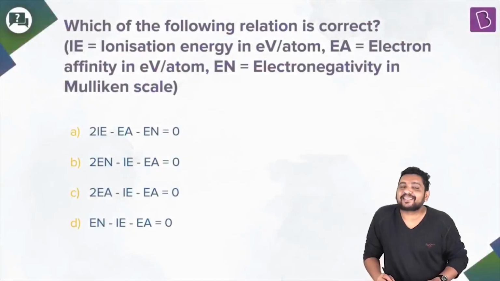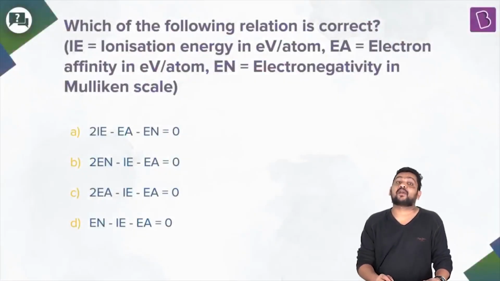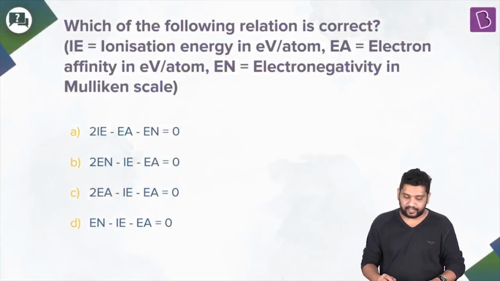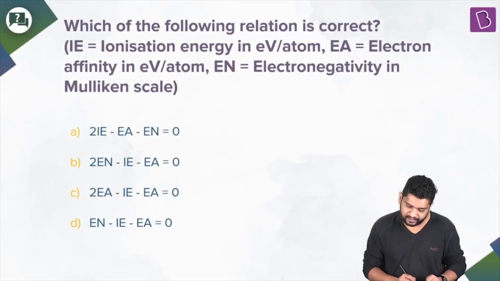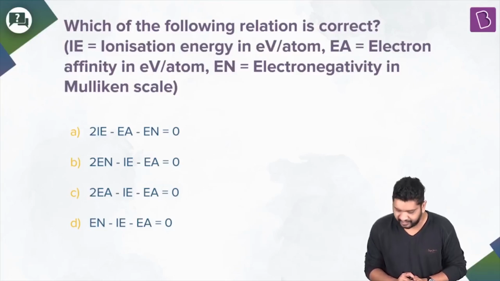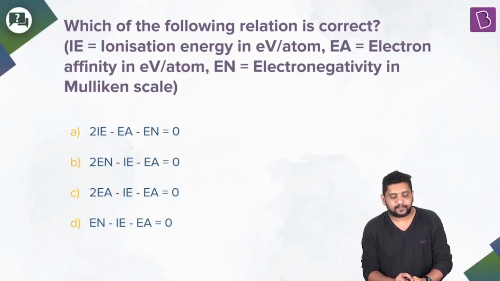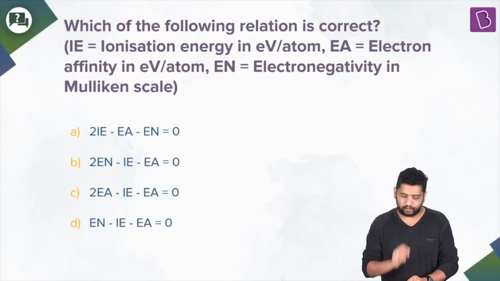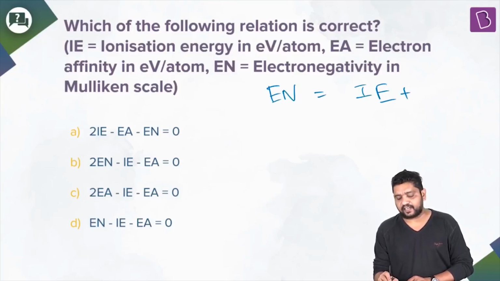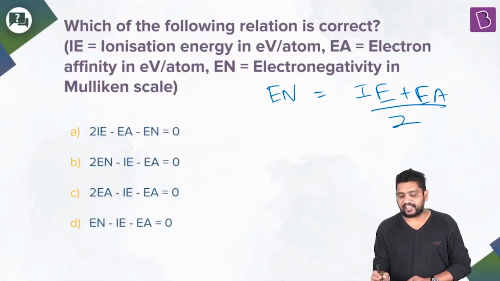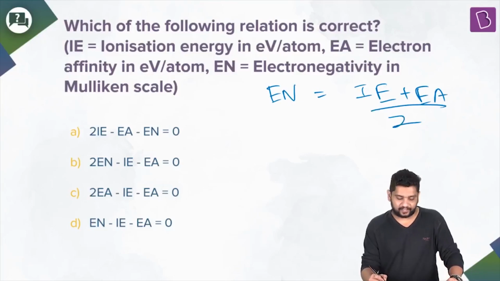This is a simple question based on the definition of the Mulliken scale of electronegativity, right? The Pauling scale is a more commonly used one, you know the formula. But here, what is said is: which of the following relationships is correct? IE being the ionization energy in electron volt per atom, EA being the electron affinity in electron volt per atom, and EN being the electronegativity in the Mulliken scale. The basic definition of Mulliken scale electronegativity is that electronegativity is IE plus EA divided by 2, where IE and EA are both in electron volt per atom, right?